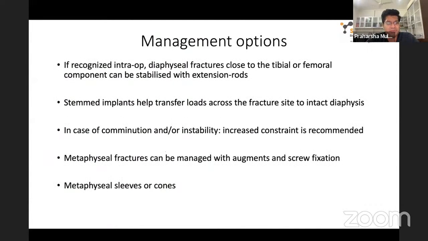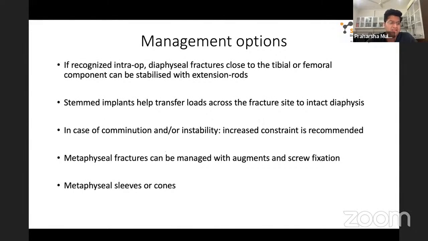Right? So this is just the same thing, stemmed implants to help transfer the load across the fracture site to an intact diaphysis, and that helps to heal the fracture as well. And when you have this plating option, you can go with it. If you have instability secondary to this sort of a fracture, increased constraint is always recommended. Metafascial fractures can always be managed on the tibial side with augments or screw fixation.